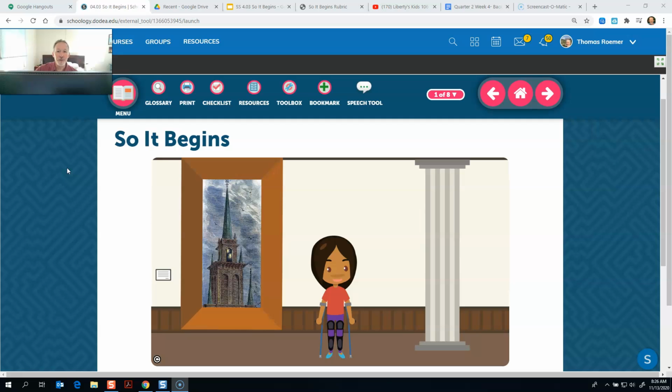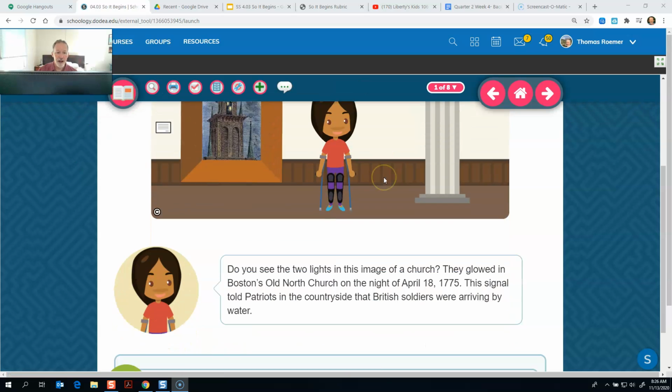Okay, we're in Module 4, Lesson 3, and in the previous lessons in this module, we've been looking at the events leading up until the Revolution. And look at the title of this one right here, So It Begins. Okay, so battles are going to start. The American Revolution is starting. Let's take a look where we're at here.